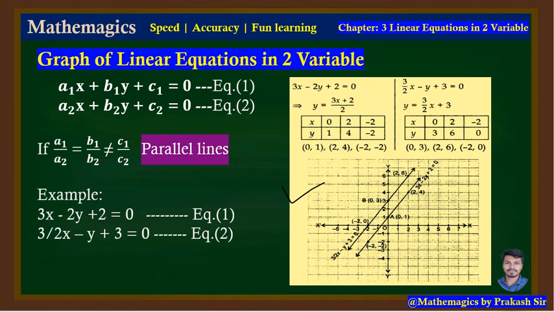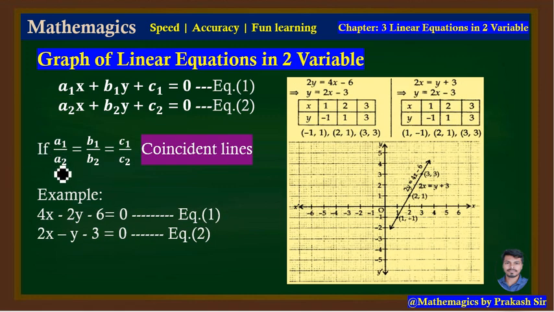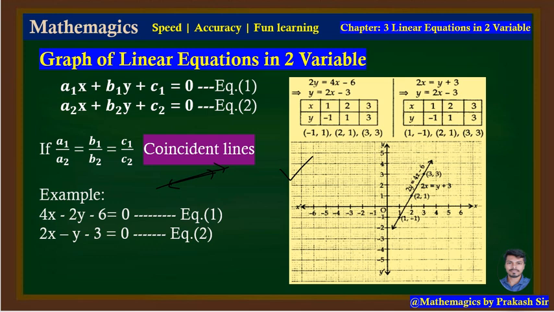Now we are taking the third condition, that is a1 by a2 is equal to b1 by b2 is equal to c1 by c2. It means the ratios of all three are constant, that is a1, b1, c1, a2, b2, c2 are in equal ratio. So as given in the graph, we are getting that both the lines are coincident lines. It means one line is lying above the other line. It means both lines pass through the same path only. That's why this is called coincident lines.